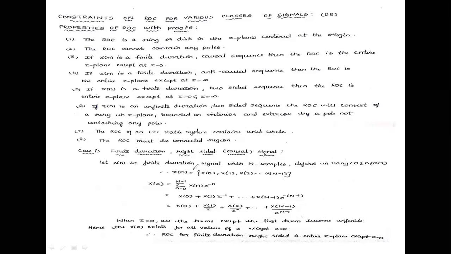So let x of n be a finite duration signal with N samples, defined in the range 0 less than or equal to n less than or equal to N minus 1. So I'll have x of n as x of 0, x of 1, x of 2, and so on, up to x of N minus 1. Substitute these values in the definition of X of z in the z-transform. We have only 0 to N minus 1, so take the summation from 0 to N minus 1, x of n z power minus n.